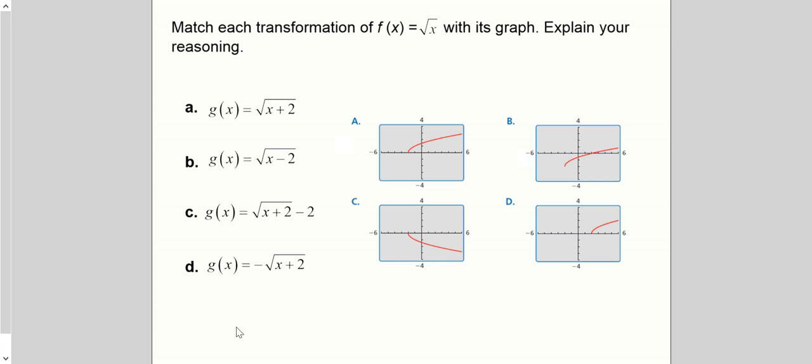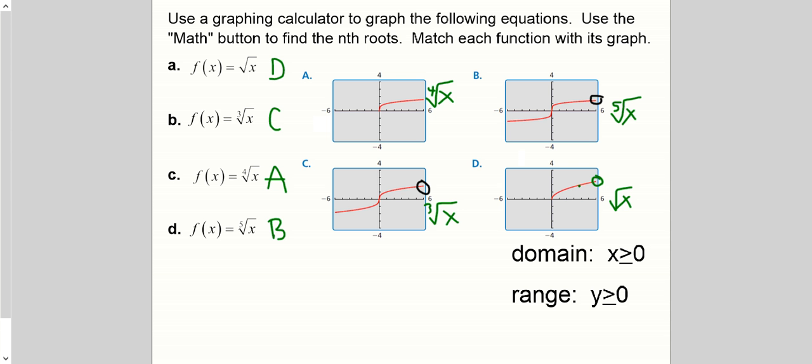What about these? Now let's match these up with the square root of x. So the square root of x, let's go back for a minute. Square root of x looked like this one, this one right here, D. It started from 0, 0, went up and over to the right.